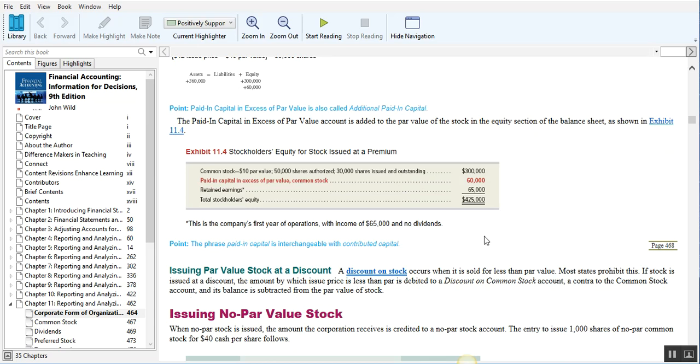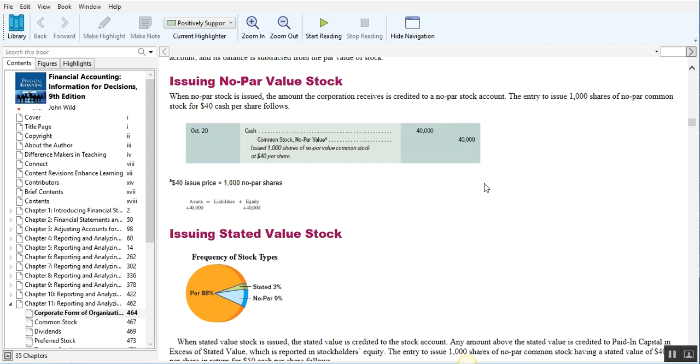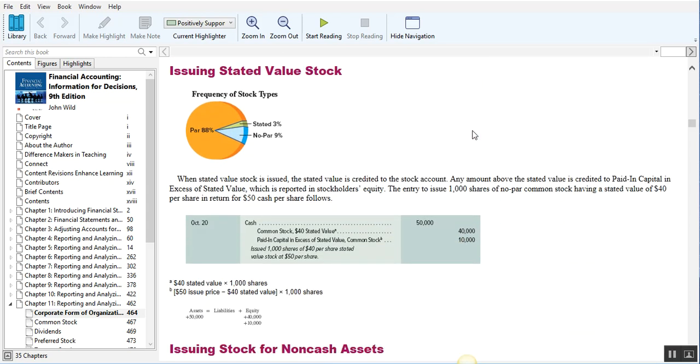The paid-in capital in excess of par is shown here. You have the initial common stock and you add that in along with retained earnings. No par value stock, you're never going to really have any value above whatever you receive. Whatever you receive is what you're going to record the value of the stock at. So in this case, they sold 1,000 shares of no par value common stock at $40 a share. There's no paid-in capital in excess of par because there is no par.